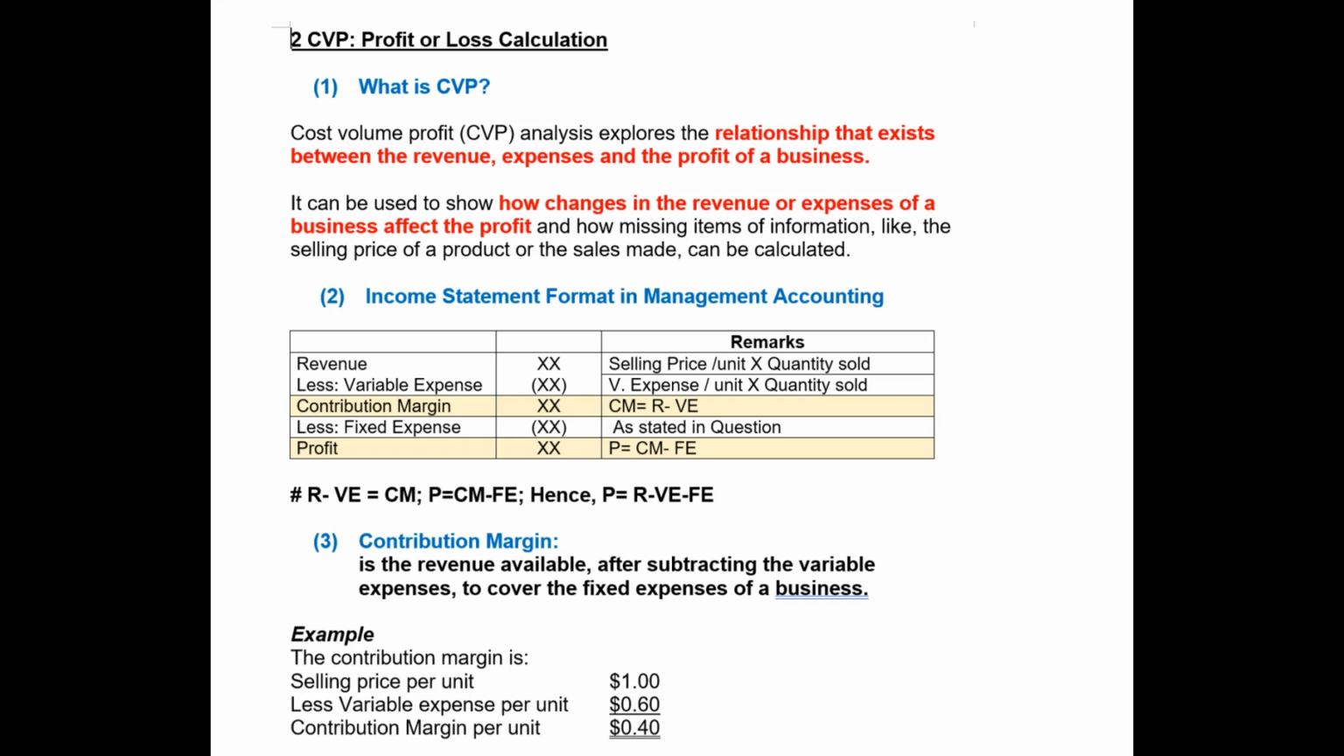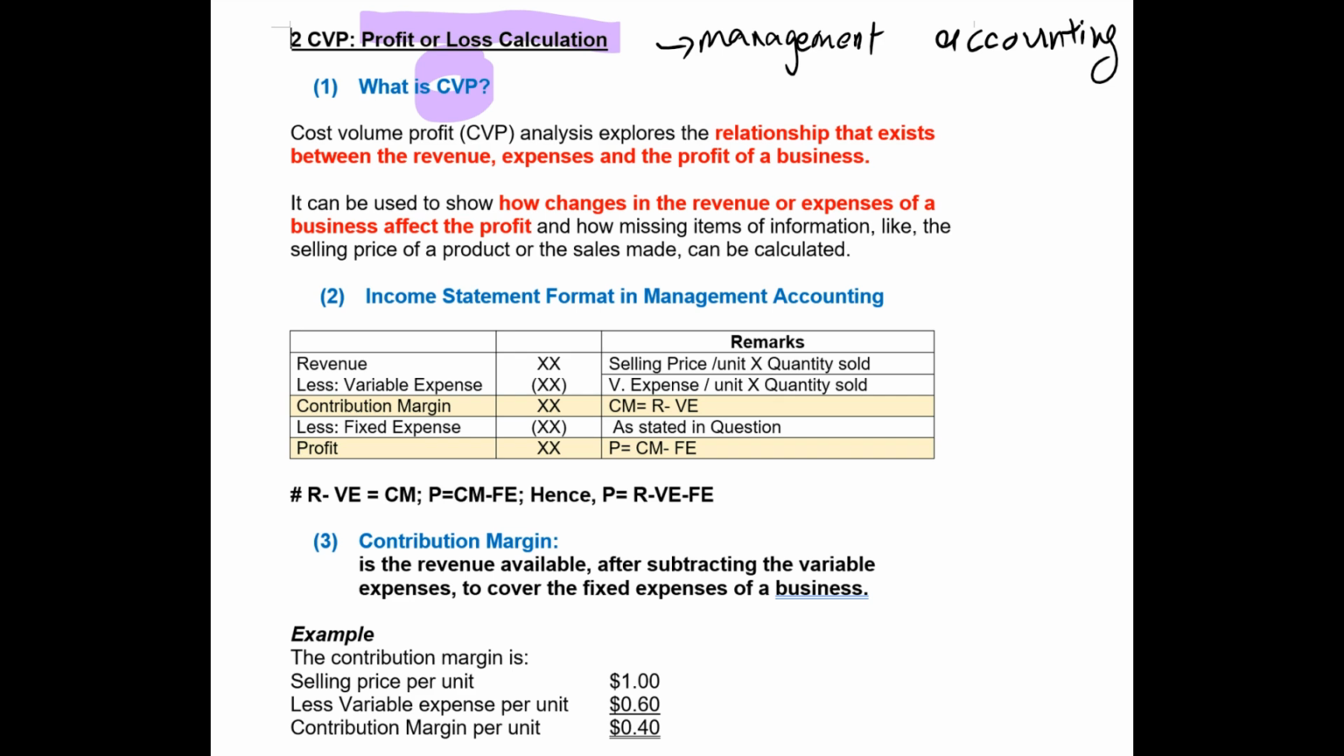In this video, I'm going to teach you what is CVP and how to calculate the profit or loss in management accounting. So our main focus here is no longer financial accounting. We are going to talk about management accounting, how to calculate the profit or loss when it comes to management accounting.